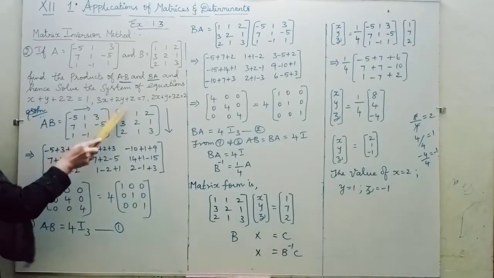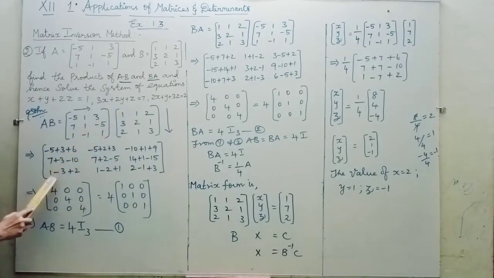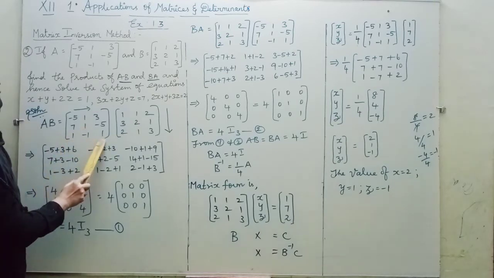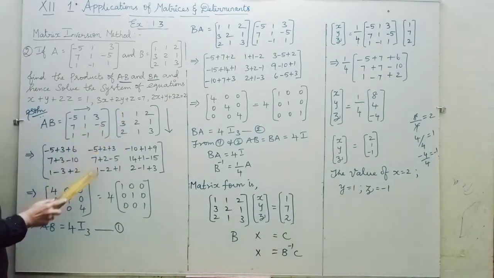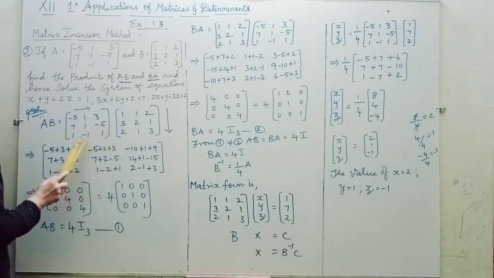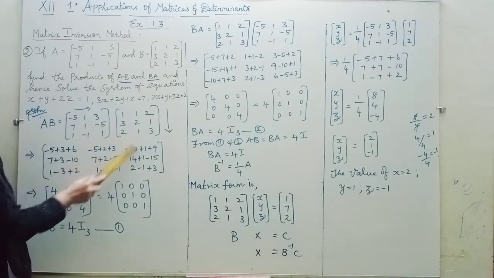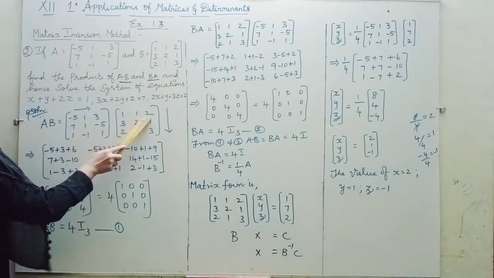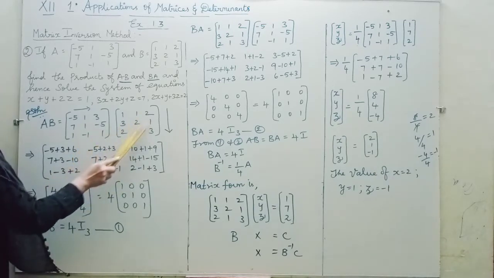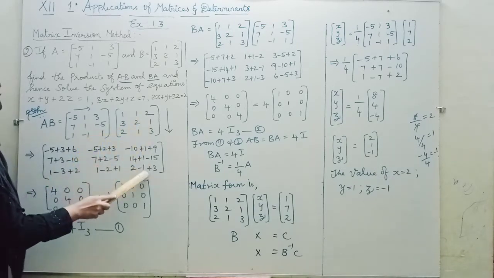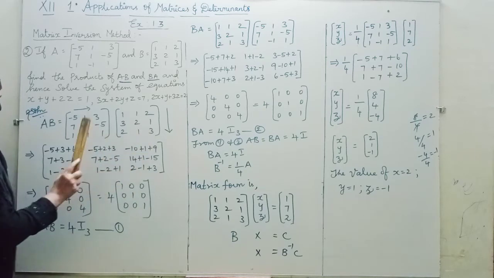Next, third row, first column: 1 into 1 is 1, plus into minus is minus, 1 threes are 3. Next, 1 twos are 2. Next, third row, second column: 1 into 1 is 1, plus into minus is minus, 1 twos are 2, next 1 ones are 1. Next, 1 twos are 2, plus into minus is minus, 1 ones are 1, 1 into 3 is 3, plus 3.